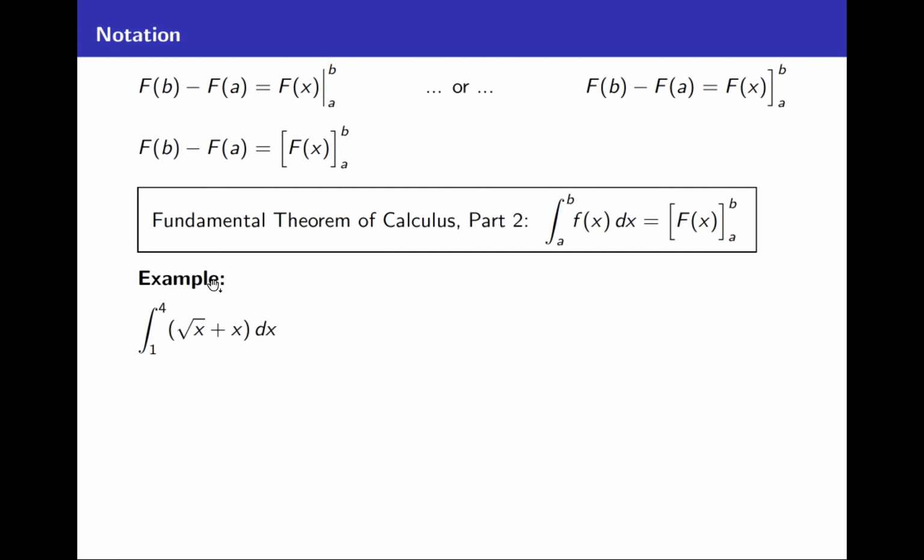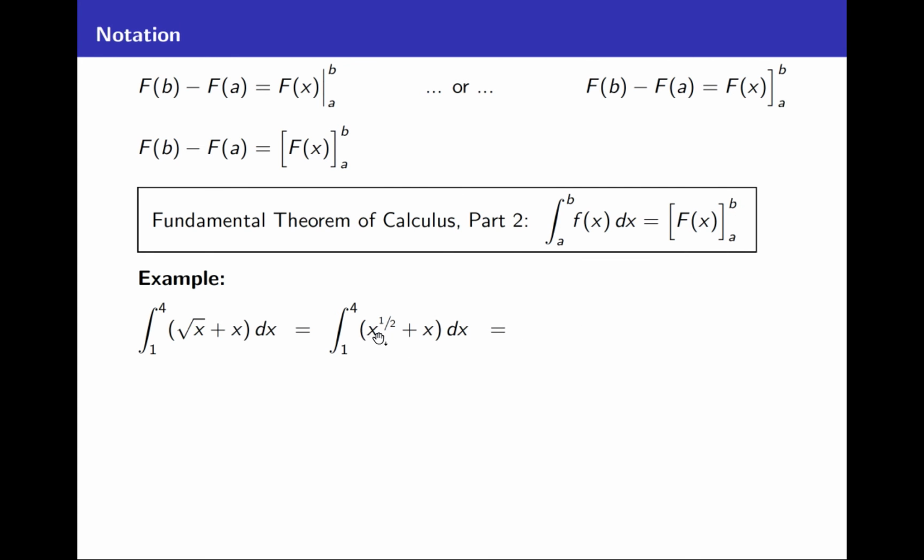Let's do one more example. How about the integral from 1 to 4 of square root of x plus x dx? And let me convert that radical to a power here because we're going to be thinking about antiderivatives, and it's easier to think about them in terms of powers. So we have the integral from 1 to 4, x to the 1/2 plus x dx. And the fundamental theorem of calculus, part 2, says we're going to need an antiderivative of this x to the 1/2 plus x, and we'll go from 1 to 4.